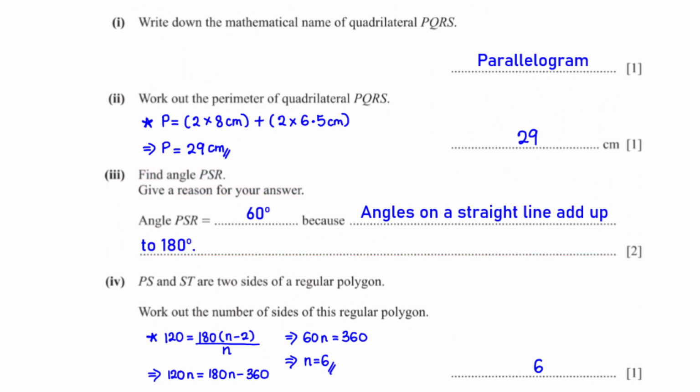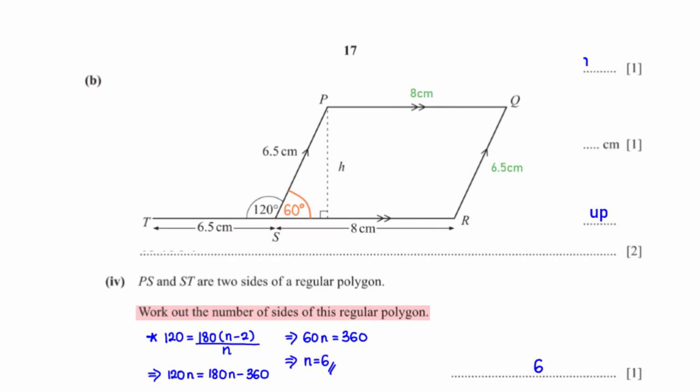PS and ST are two sides of a regular polygon. Work out the number of sides of this regular polygon. If PS and ST are two sides of a regular polygon, then we see the size of an interior angle in the polygon is 120 degrees.